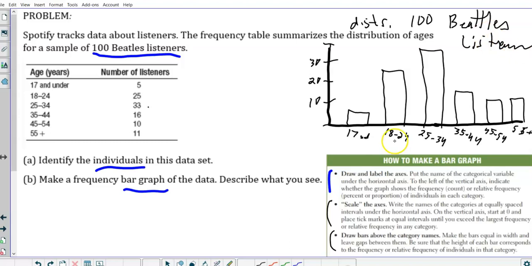Oh, did I label the axis? Okay, so this is number. This is the age in years. And this is the number of listeners.